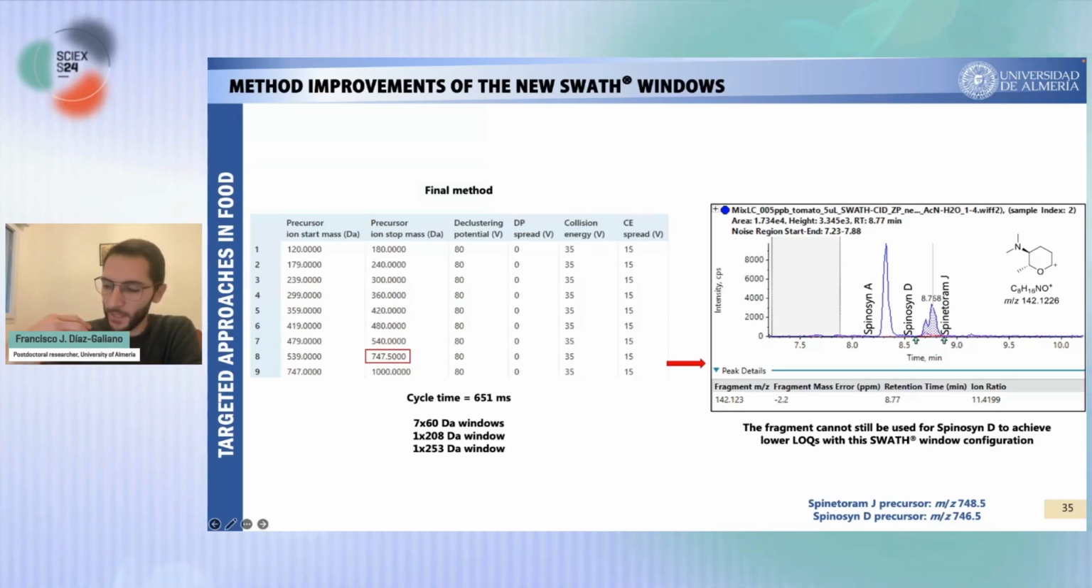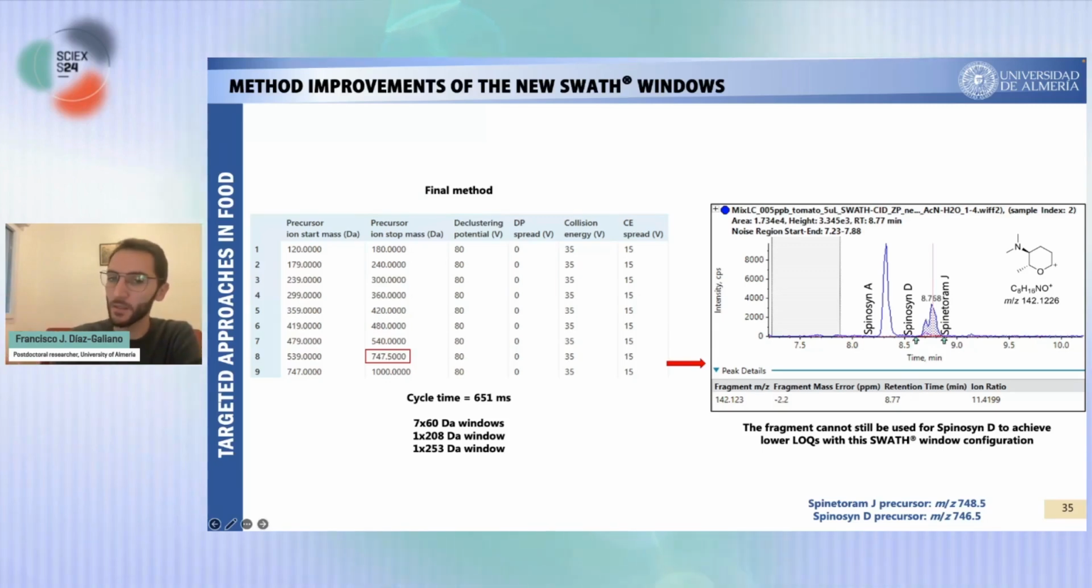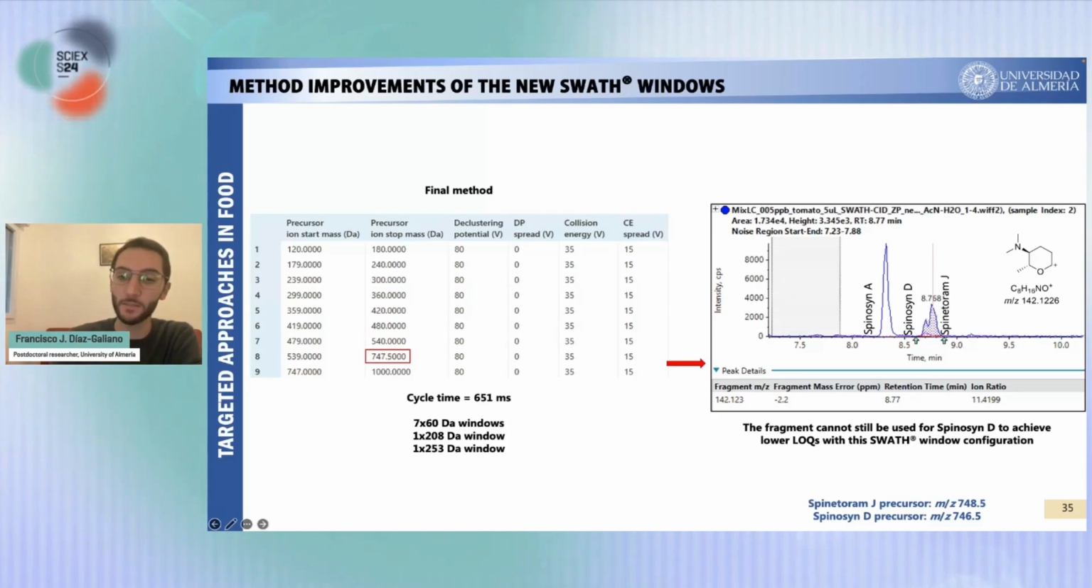But at any rate, it is a great example, I think, of how fine-tuning your SWATH DIA method can lead to better results in terms of avoiding coelutions and better LOQs.